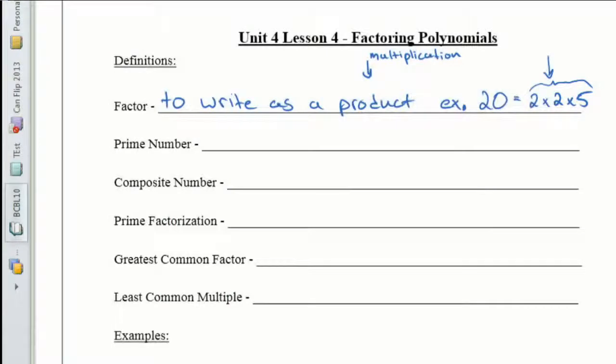So let's use it. We'll go with a whole number with only 2 factors. And those factors are itself and 1.